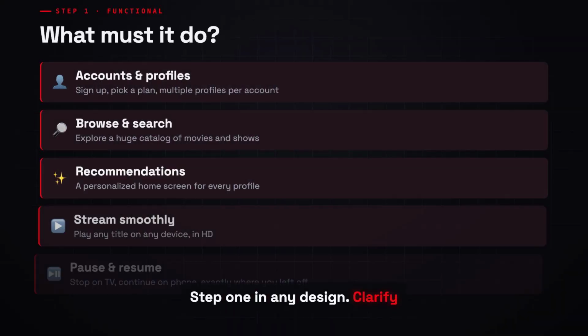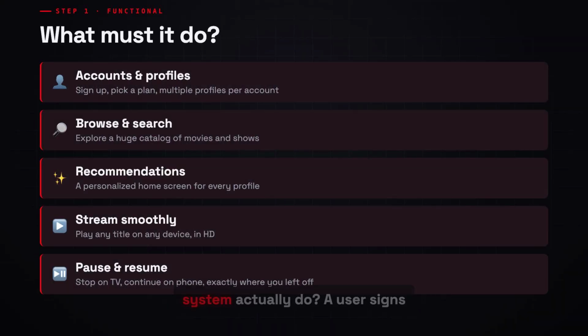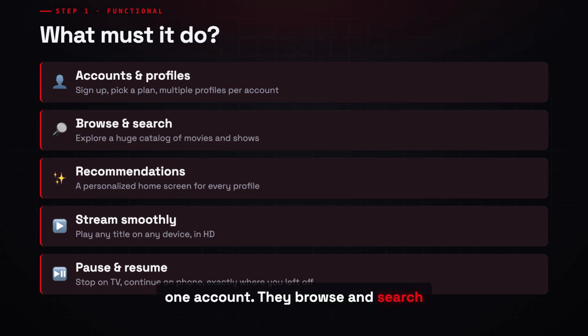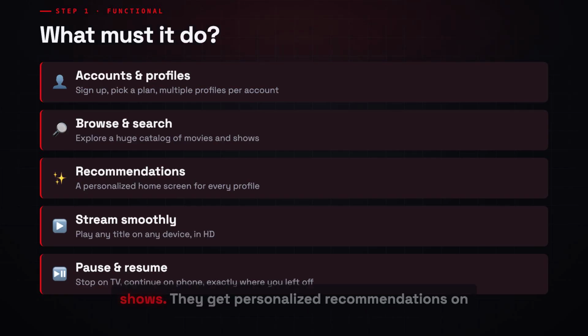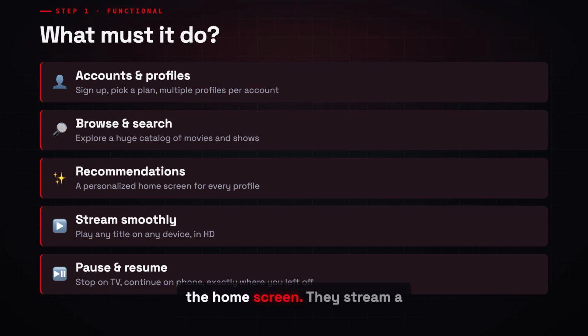Step 1 in any design, clarify the functional requirements. What must the system actually do? A user signs up and picks a plan. They create profiles so a family shares one account. They browse and search a huge catalog of movies and shows. They get personalized recommendations on the home screen. They stream a title smoothly on any device. And they can pause on the TV and resume on their phone right where they left off.